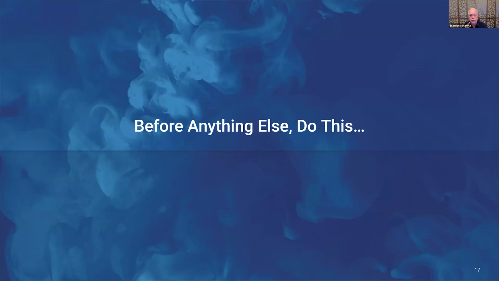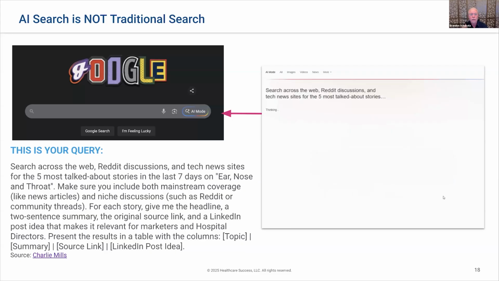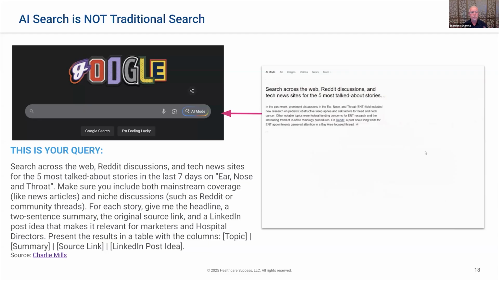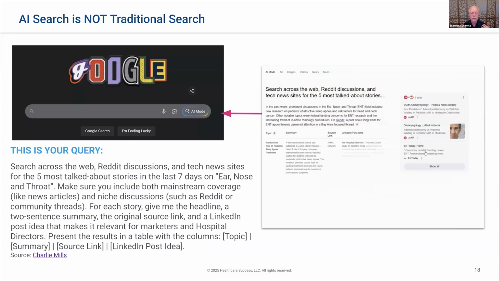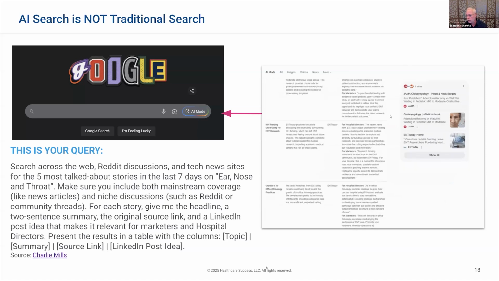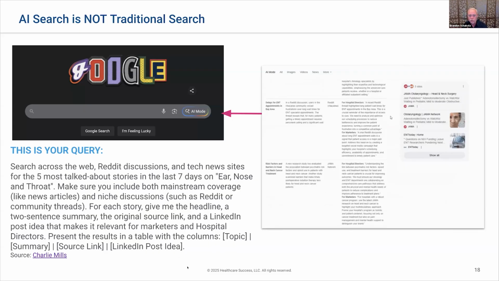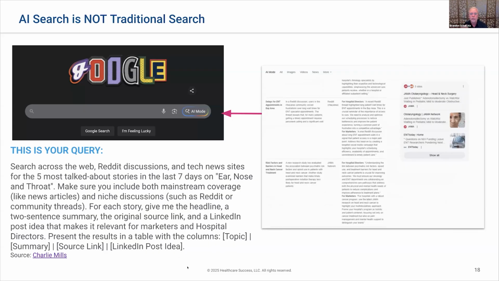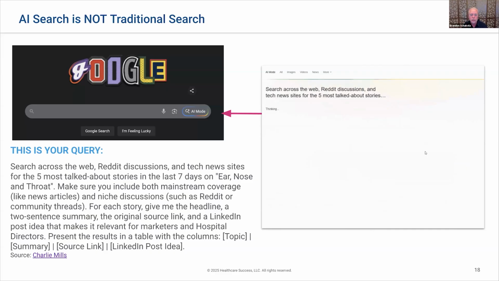Just head on over to AI mode and you will see that this is not your grandpa's search. So this is your query. And this is actually what's happening now across all sorts of these new AI surfaces. People are writing these long prompts, and those aren't the keywords that we grew up with, right? And these things can take action. In this case, we're telling it to go out and search for the 5 most talked about stories, bring that back, and generate some LinkedIn post ideas for particular audiences. This is not search in the standard fashion, and this is the new world that we're getting used to.